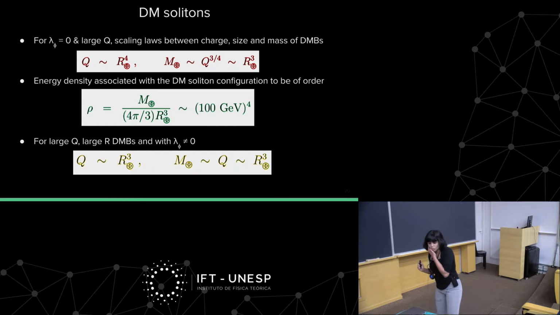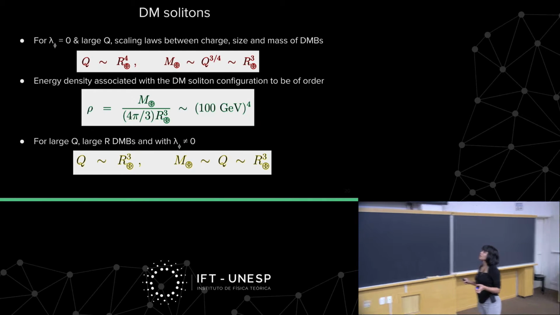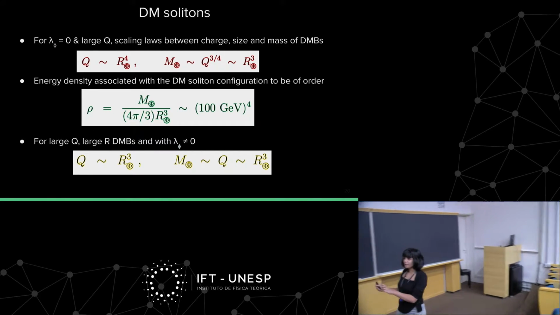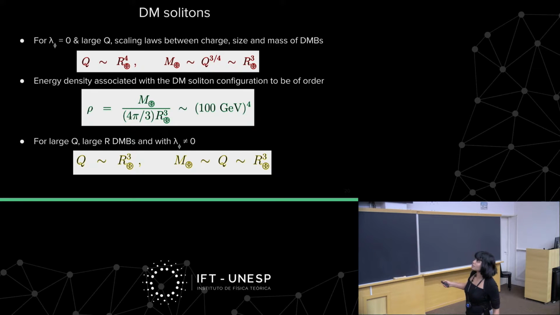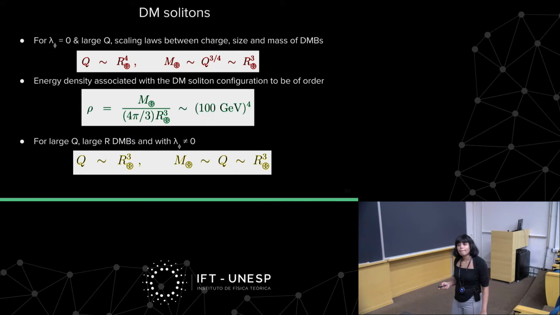Okay, so we used different values for lambda_phi_h and lambda_phi. And then we were able to generate some scaling laws between the charge, size and the mass of the dark matter solitons. It's stable for large Q, right? Yes, it is stable for large Q.